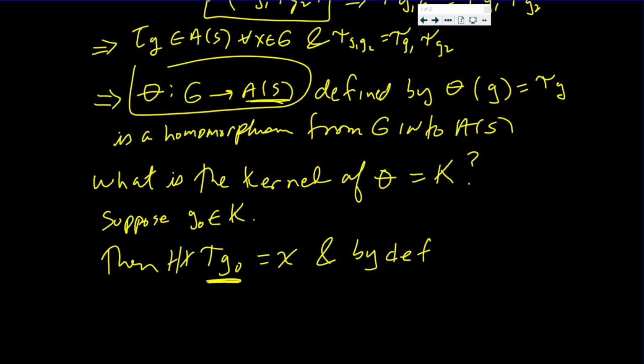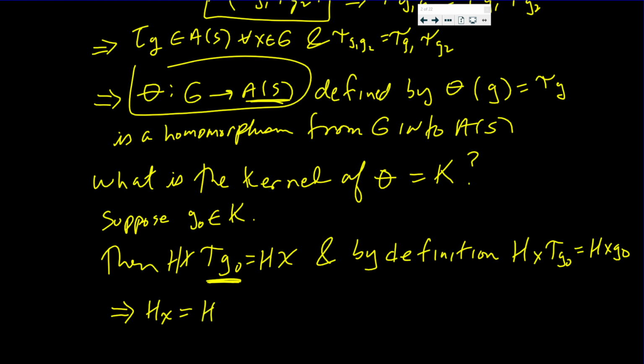HX times G0 is equal to HX, because G0 is in the kernel. And by definition, HX tau G sub 0 is HX G0. This implies that HX is HX G0.